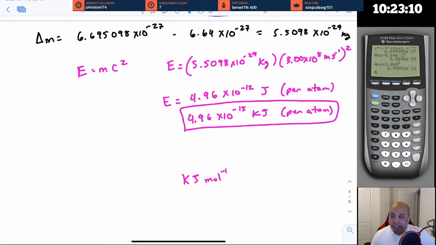This energy does change. So it doesn't stay constant. So you are going to have to figure out the mass defect every single time. You can't just say it's always this. You do need to calculate the mass defect because it will vary.